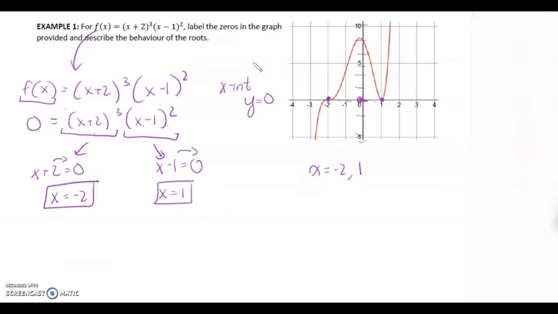Okay, so x equals negative 2, both algebraically and graphically. So we see that x plus 2 has an order 3 on it. We can also see that this kind of flattens out that wiggle. So we can say order 3 goes through the x-axis, let's just say with a wiggle.